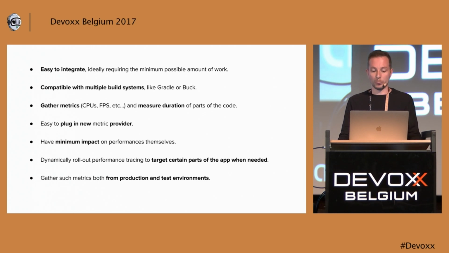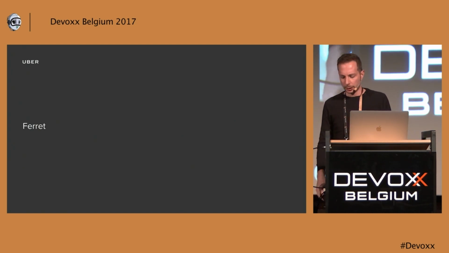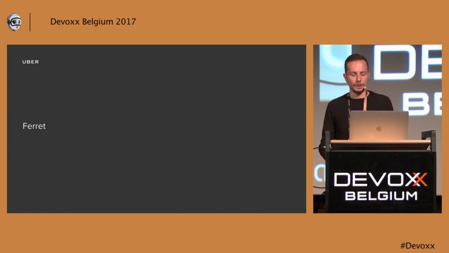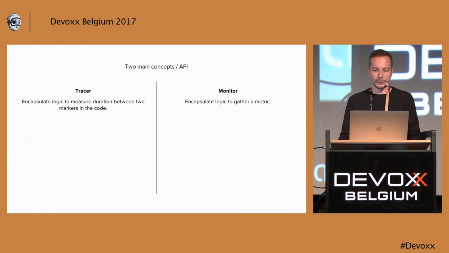And as well, we want to have this tracing both from production and test environments. So we came up with this idea about what to do for tracing, and we came up with this performance tracing SDK. We named it Ferret. Let's see how this works.